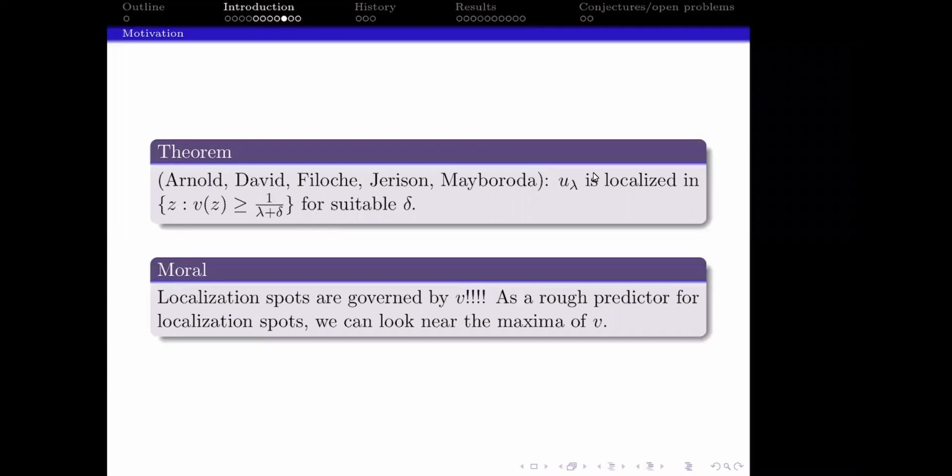Koushik? Yes. Can you say a little more? So you said that by localization, you mean that the eigenvalues have very small values outside these domains. So I'm assuming the domains where V is less than 1 over lambda plus delta, it will be very small. But I'm guessing that this was a more quantitative theorem. Right. Can you say anything in this regard?